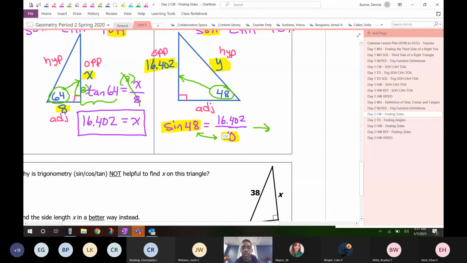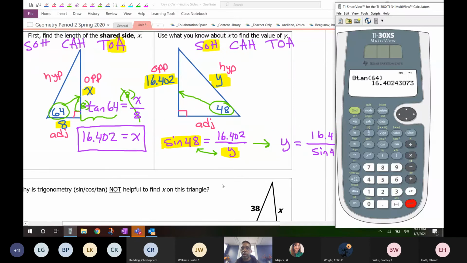If we swap these, the y is going to end up over here on the left. The 16.402, that's not moving anywhere. But then the sine of 48 is going to end up in the denominator. So see, I just swapped these. Sometimes students will accidentally move just the 48. Just understand we're moving the whole thing, including the sine part. So we end up with this. But this is something we can put in the calculator. So that's our next move.